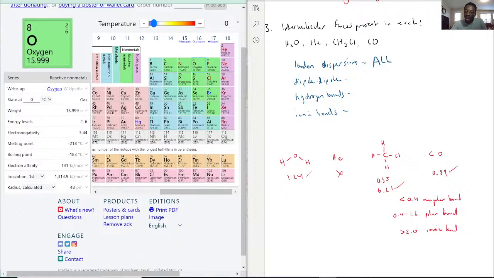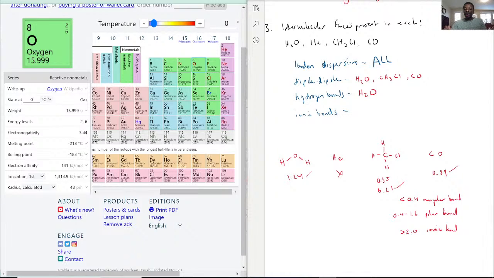So dipole-dipole interactions will be H2O, CH3Cl, and CO. And then hydrogen bonds. This one you have to memorize, unfortunately. There are 3 types: hydrogen bonded with fluorine, hydrogen bonded with nitrogen, and, as you maybe guessed based on your previous notes, hydrogen bonded with oxygen. So water molecules are a good example of hydrogen bonds. Looking at the rest, we have no other hydrogen bonds present, so H2O will be the only one with hydrogen bonds.